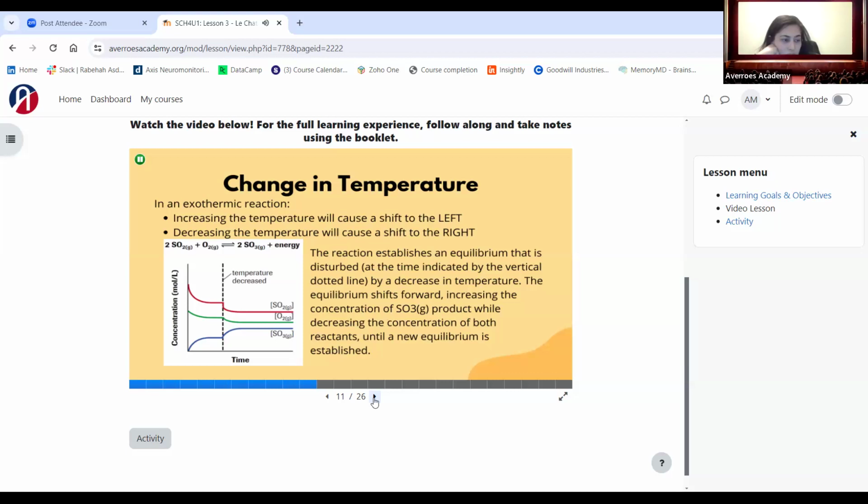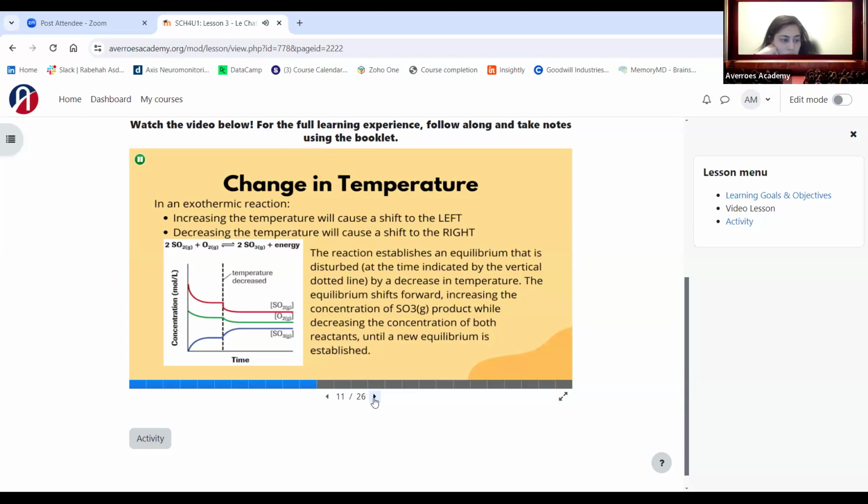If the system is cooled, it will try to warm itself, and the equilibrium shifts in the direction that produces heat. Okay, so that would be the exothermic. If heat is added, the equilibrium shifts in the direction that absorbs heat. Okay, so the opposite. So increasing the temperature will cause a shift to the left, and decreasing the temperature will cause a shift to the right.